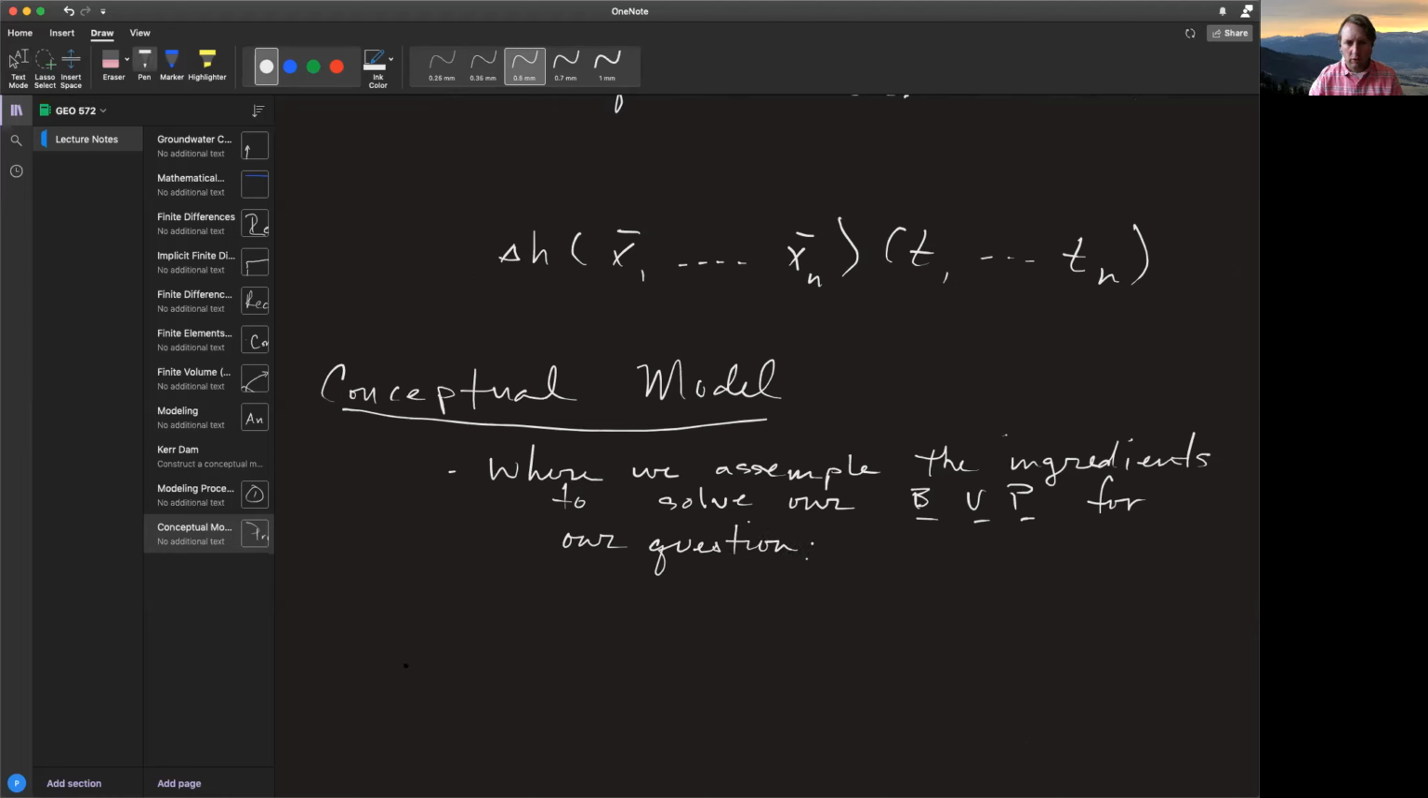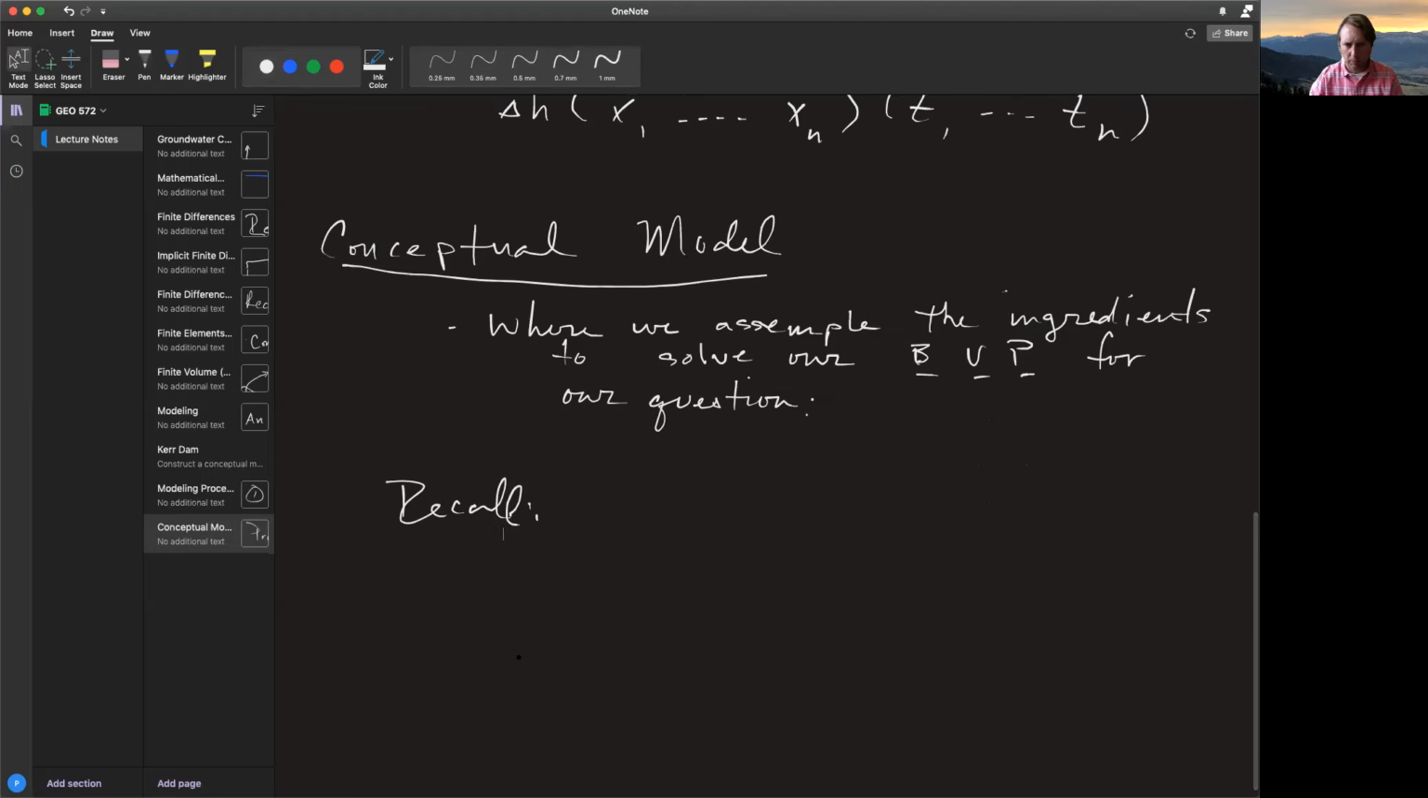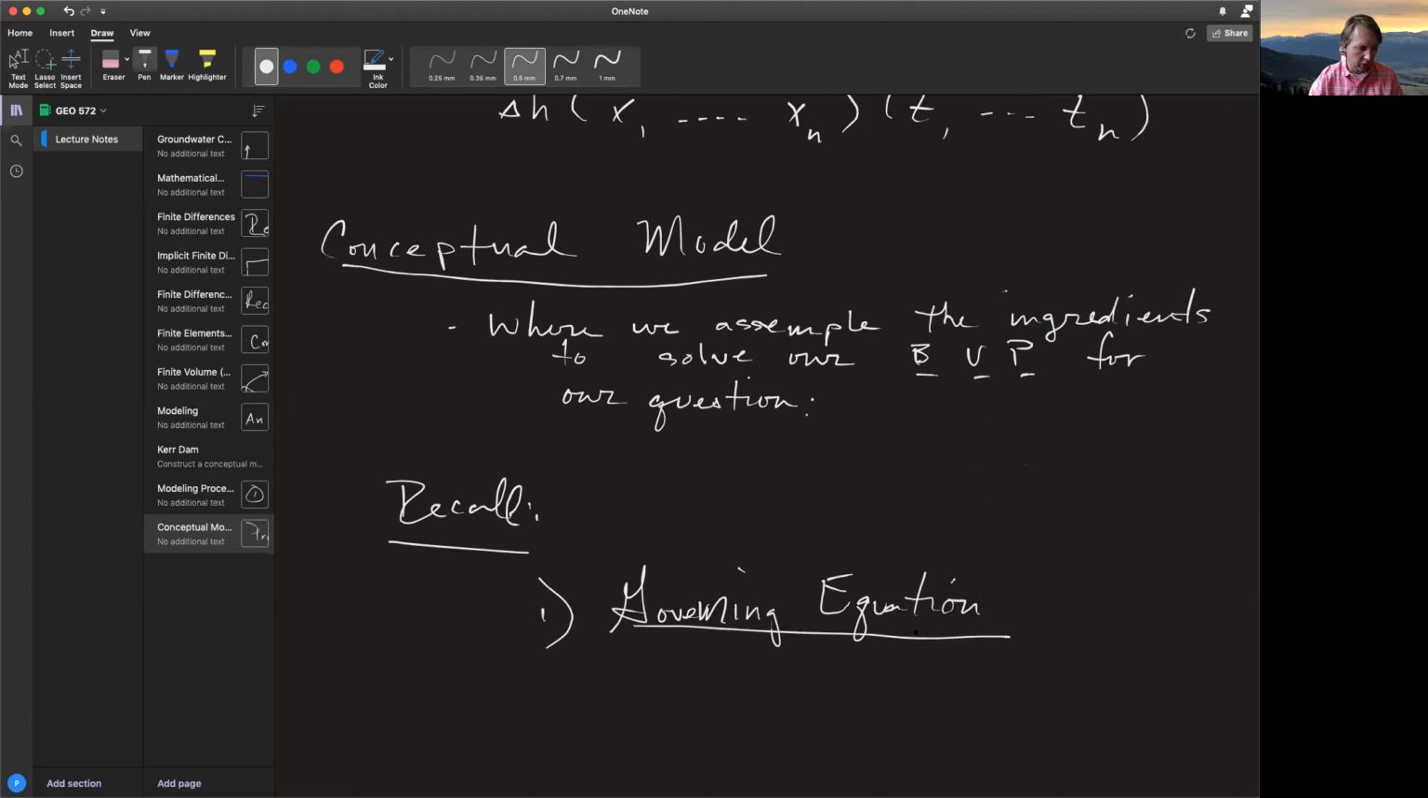All right, and so recall the ingredients we need to solve a boundary value problem. First one is our governing equation. Cooked into this governing equation is a lot of things, but a lot of it is what are the physical processes we need to consider.